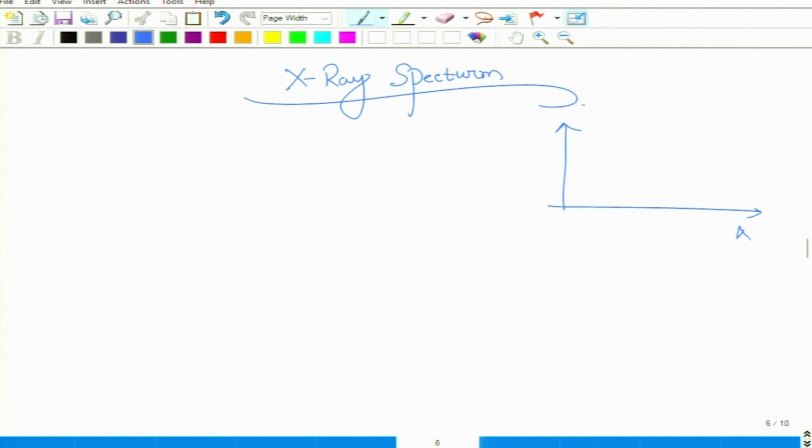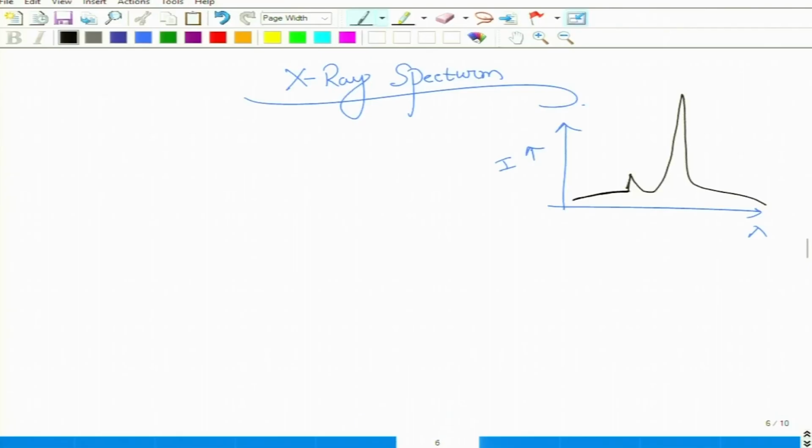Here the wavelength lambda, and here the relative intensity. How does the spectrum look? Like this kind of. This is our spectrum. This spectrum was obtained in the experiment where the metal in the trajectory of the cathode ray was molybdenum. With molybdenum, we obtained these two peaks, called K beta and K alpha peaks, and there is another.